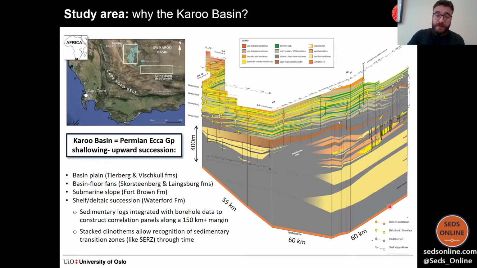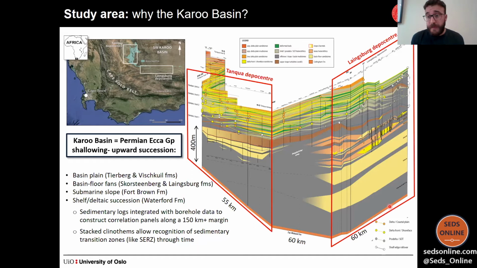And this really good sedimentary log data set is integrated with a few research boreholes. And with this, we can construct these correlation panels, and we can perform studies that range from very small scale, core scale observations all the way to basin margin reconstructions. So this is pretty outstanding and makes this basin quite unique. Two of the main areas of study are the Laingsburg Depocentre and the Tanqua Depocentre that I'm going to talk about a bit later.